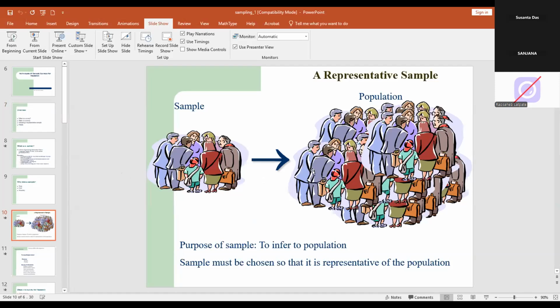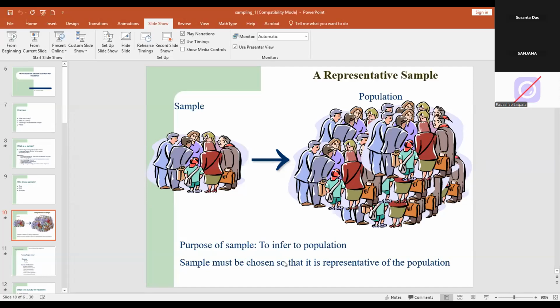Now what is the purpose of a sample? We are speaking about the sample to infer about the population. But while drawing any kind of inference, the sample must be chosen so that it is representative of the population. Suppose you have a lot of 1,000 items, but while choosing say 10 items from that lot, they should be representative of the population.